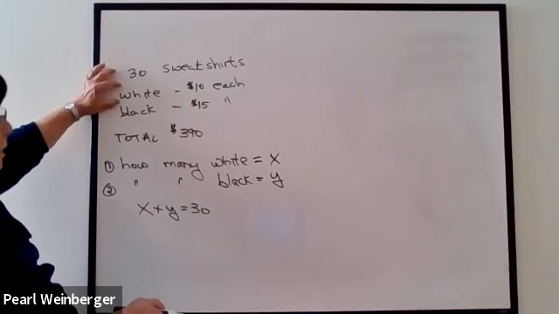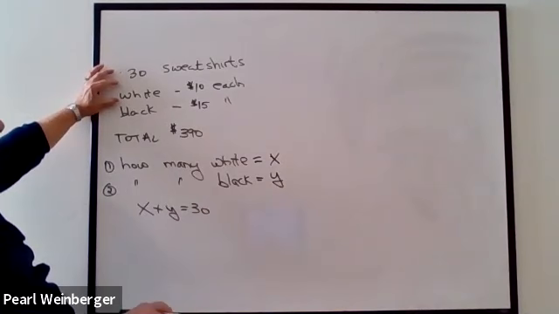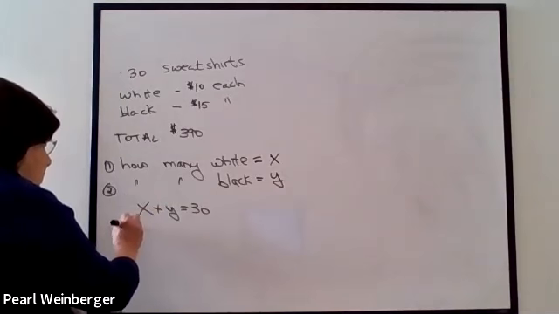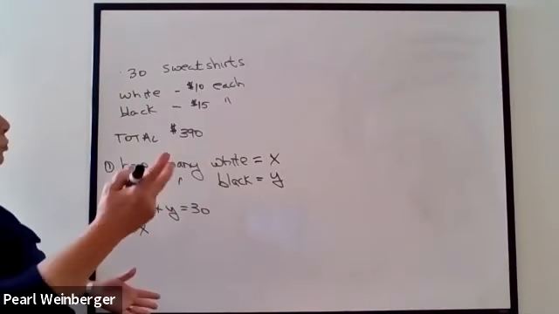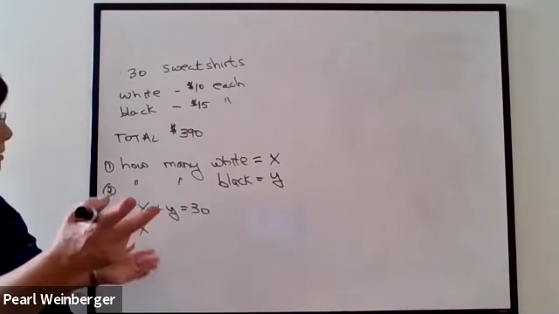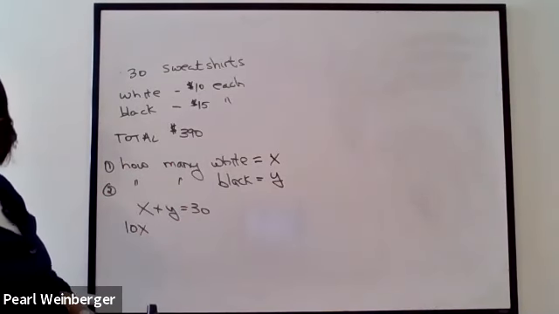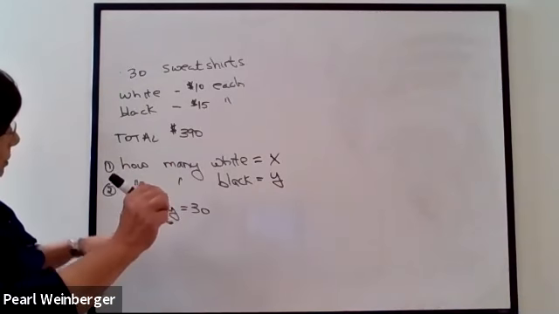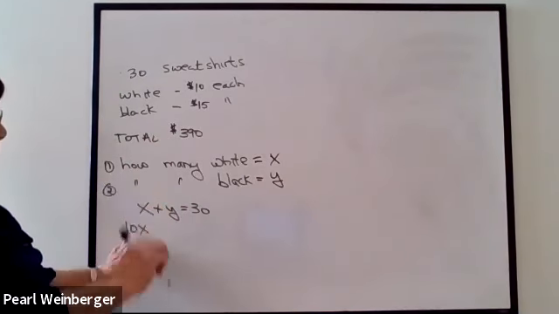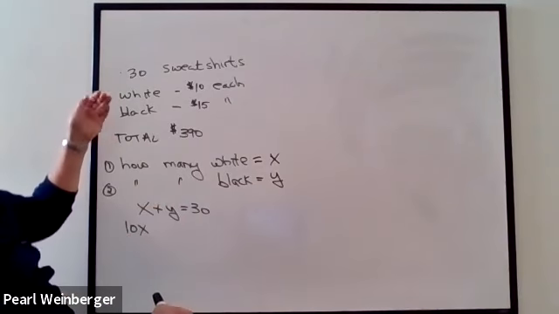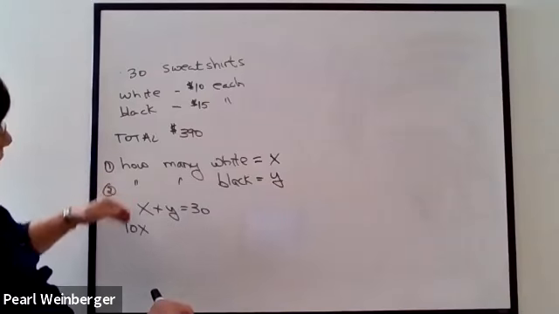Well, if each white shirt costs $10, then the amount of money that we make from selling white shirts is 10x. X is how many. Let's say you sold 10 white shirts, 10 times 10, you'd get $100 for that. So you have to take the number of white shirts and multiply it by the price of the white shirt to get how much money you're making out of the white shirts.